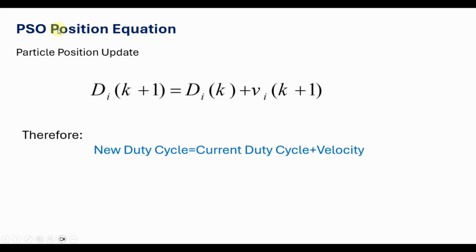After calculating the new velocity, we update the position of the particle. In our application, the particle position is the converter duty cycle. Therefore, the new duty cycle is equal to the current duty cycle plus the new particle velocity. The particles repeatedly perform this process, evaluate the resulting PV power, update their personal best, update the global best, and then move again.